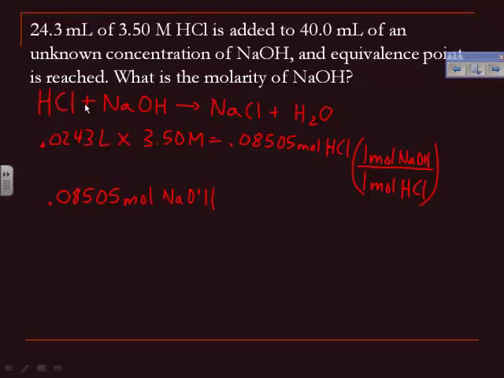NaOH. We're looking for the concentration, so we're going to divide that number by the liters. 0.0400 liters of NaOH. So divide 0.08505 by 0.04, and we get 3 significant figures, 2.13 molarity.